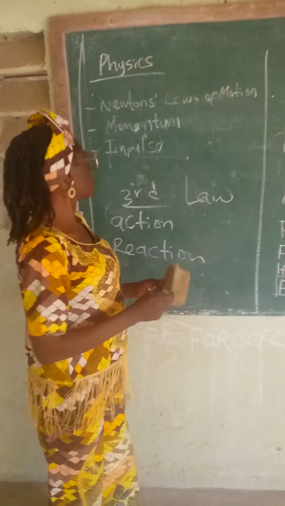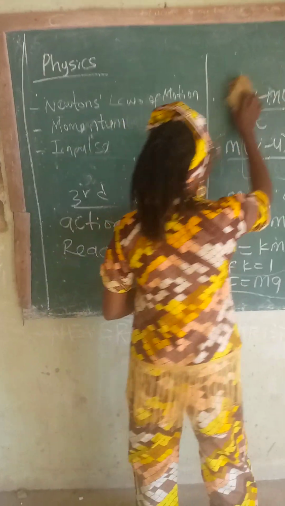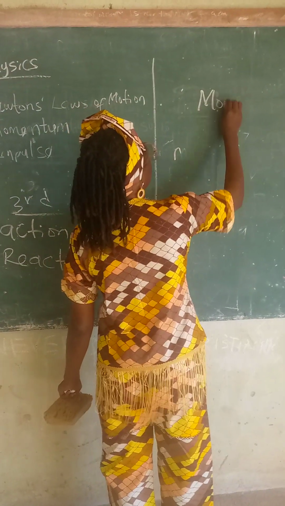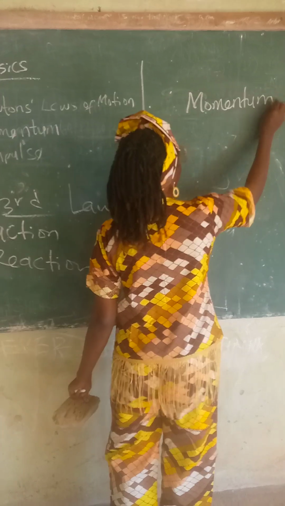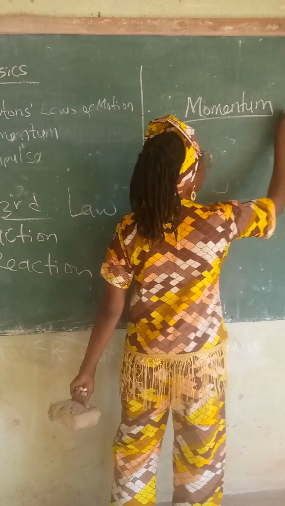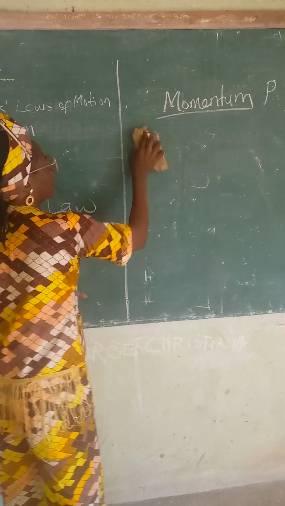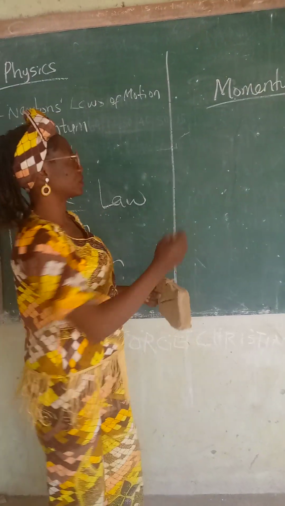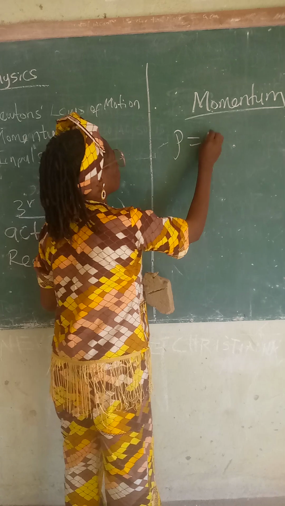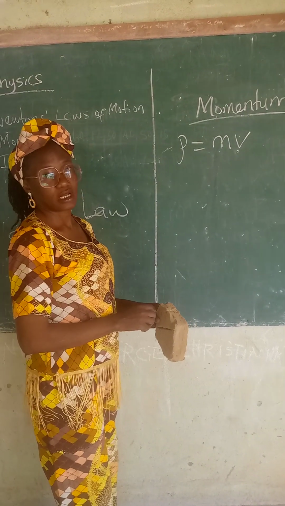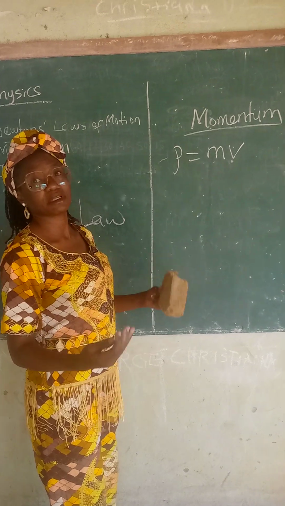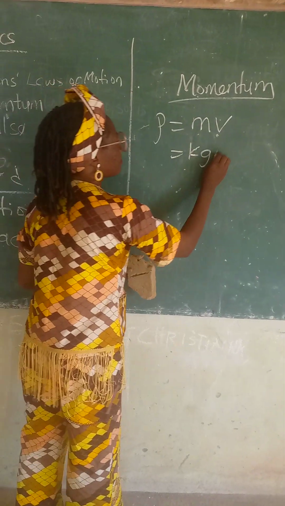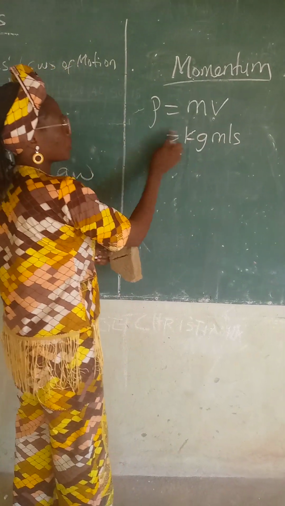Now, we want to talk quickly on momentum. What is momentum? Momentum is usually denoted with the symbol rho. You can call it P. Momentum is simply the product of mass and velocity. Mass and what? Velocity. And the unit is simply kilogram meter per second. If you are confused, we know that mass is in kilogram, velocity is in meter per second. So this is the unit for momentum.